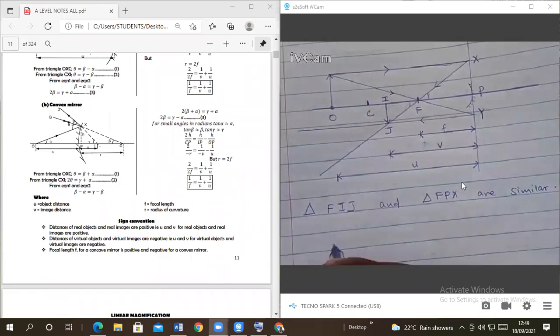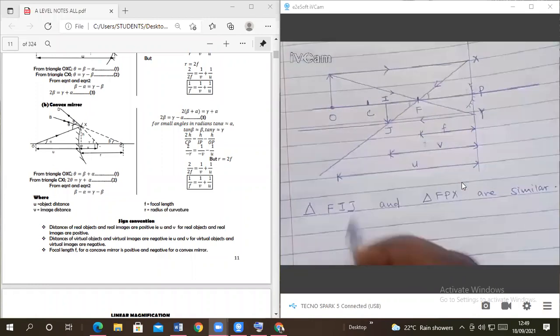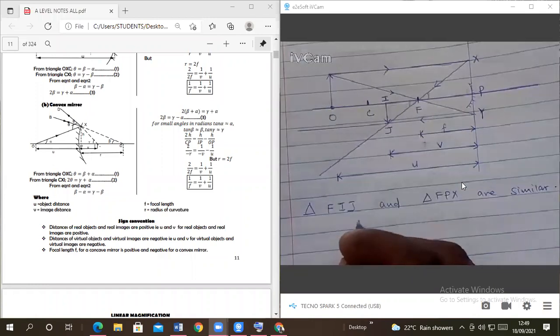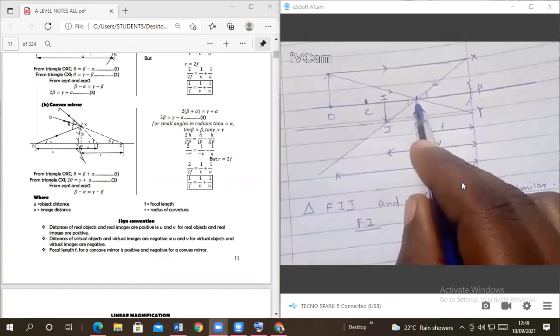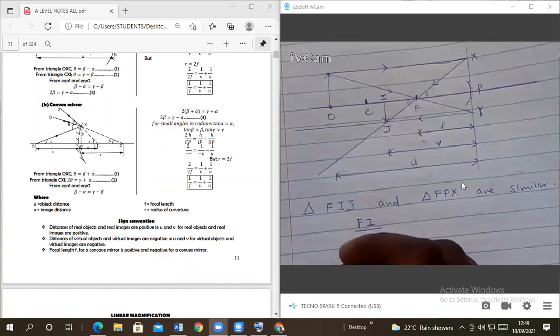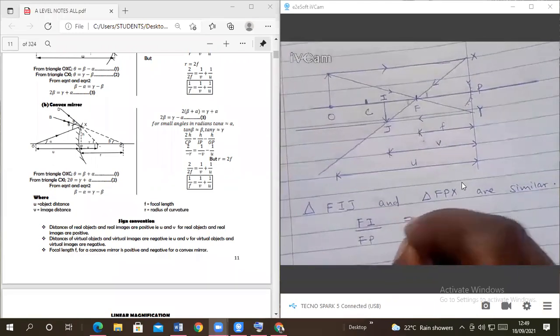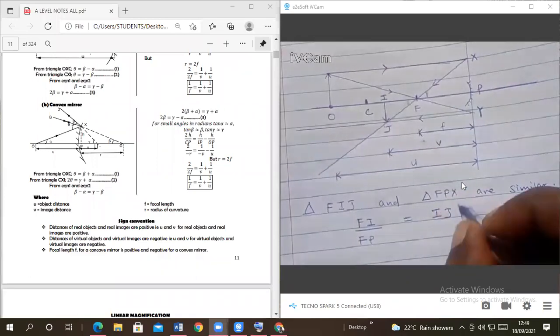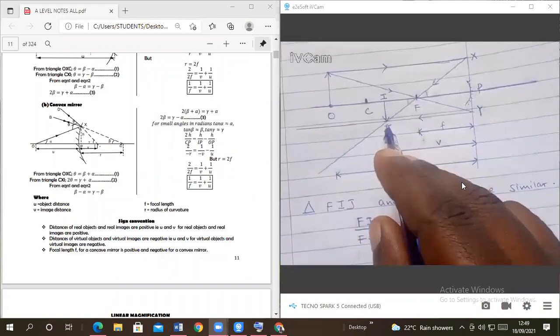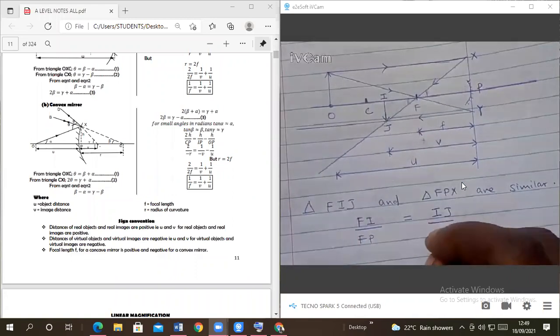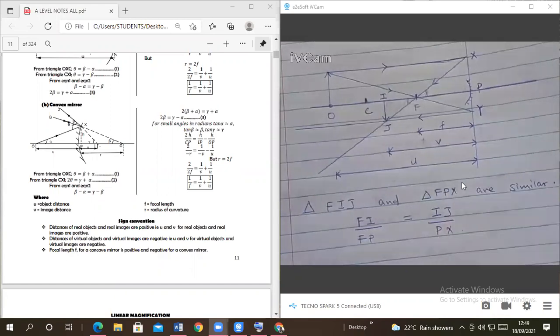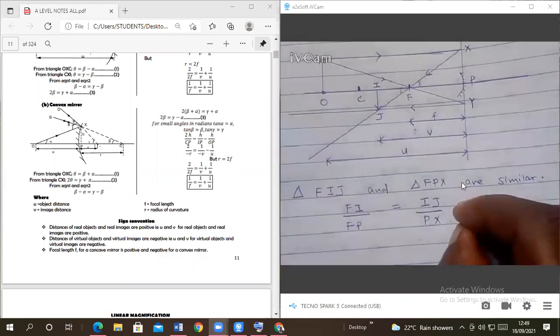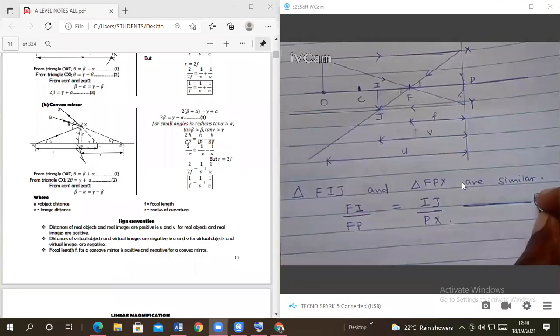So it means that FI, the base of the smaller triangle, over FP, the base of the bigger triangle, is equal to IJ, the height of the smaller triangle, over PX, and we shall call that one our equation one.